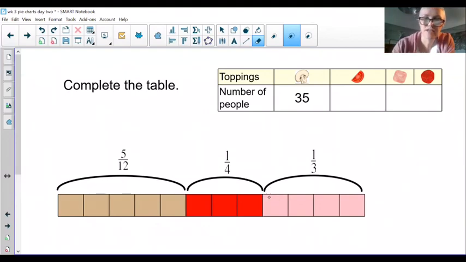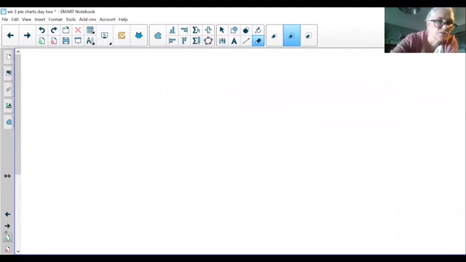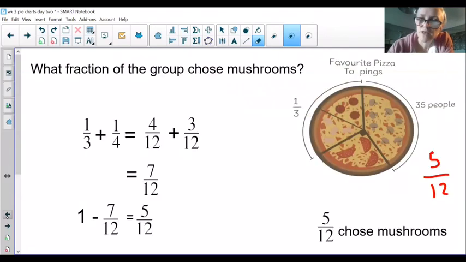Brilliant. Now, what I've done here though is, if we go back here, the quarter is the tomato, isn't it? So let's have a look. I think I did a page by mistake. Hang on. So the tomato is the quarter. That's the red bit. And then if I look at the pepperoni and the ham together, they are 1/3.